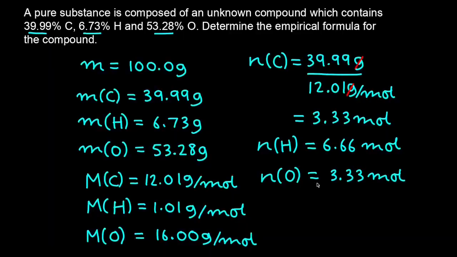And therefore if we divide the number of moles by the smallest possible value, we get the following whole number ratio of carbon to hydrogen to oxygen. So therefore our empirical formula is CH2O.